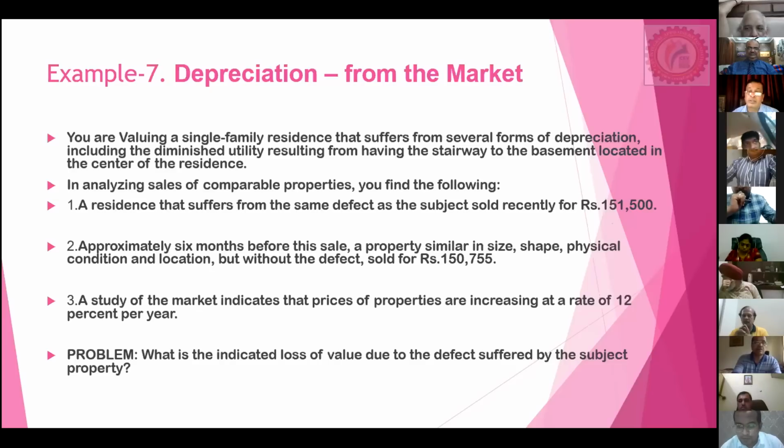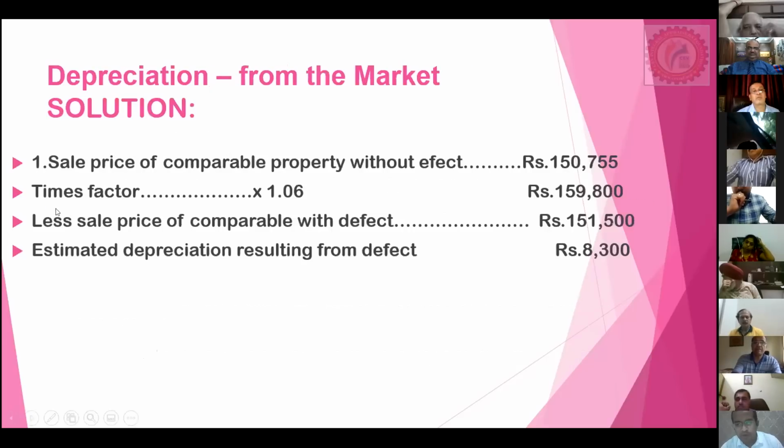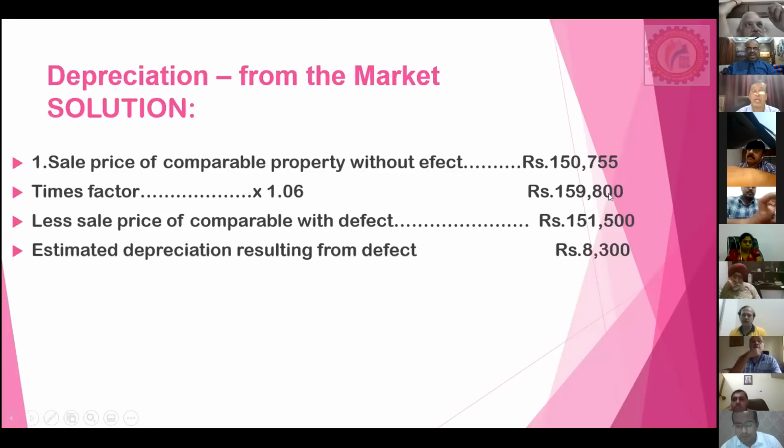That is multiplied with the 6 months. I have given the 6 months. So that will be the adjustment for the time factor. 1.06. So 1,50,000 gives you 1,59,000. And keep in your mind very well that to arrive at the subject property value, we have to make an adjustment for what? Comparable property. That will be one of the multiple choice questions in the IBBI examination.